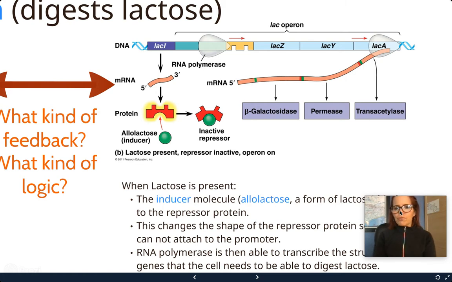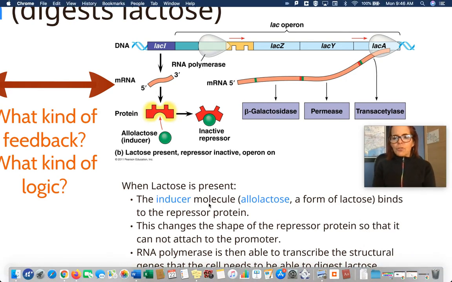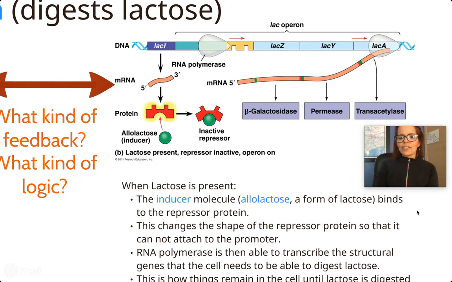So just to review down here, get my picture out of the way. The inducer molecule called allolactose, a form of lactose, binds to the repressor protein. This changes the shape of the repressor protein so that it cannot attach to the promoter. RNA polymerase is then able to transcribe the structural genes that the cell needs to be able to digest lactose. And this is how things remain in the cell until the lactose is digested.